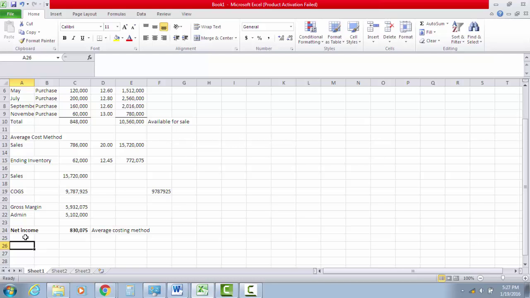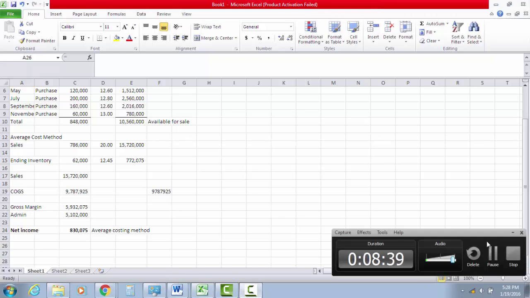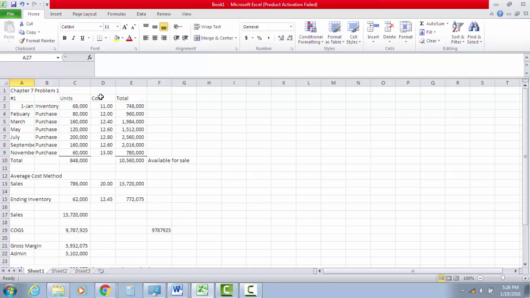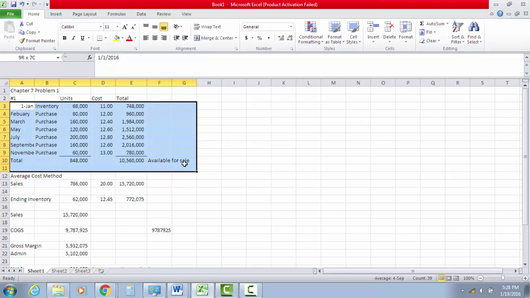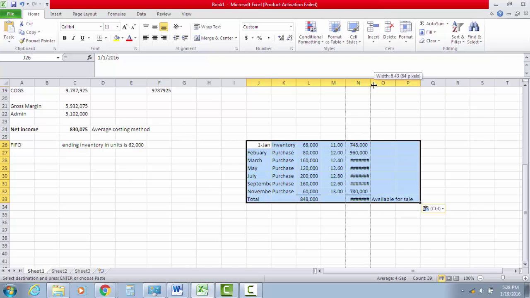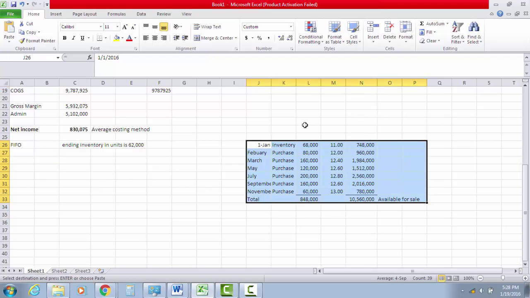Looking at the FIFO method, remember, first in, first out. So I would need to figure out which items were sold and such for that. Remember, my ending inventory in units is 62,000 units. FIFO means I sell from the top down. So let's copy these items down here. I'm just going to put it to the side so we can look at it at the same time. So I need 62,000 units.